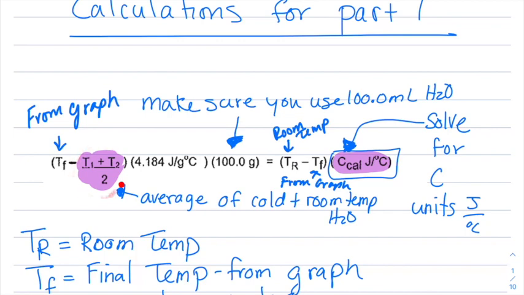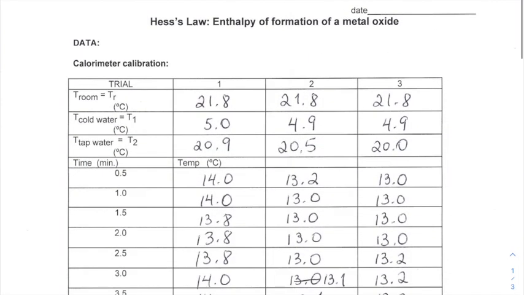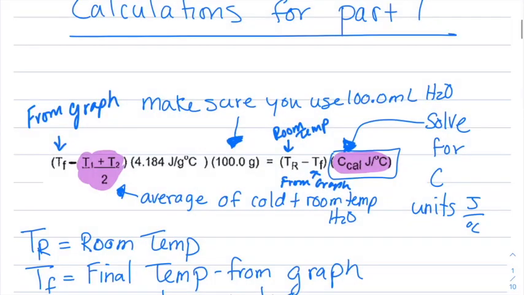First off, T1 plus T2 divided by 2 is going to be your average of cold and room temp water. If we look over at your sample data, here is your cold and your tap water. You're taking the average of these two, and that is what goes right over here. Any questions on the T1 plus T2 divided by 2?